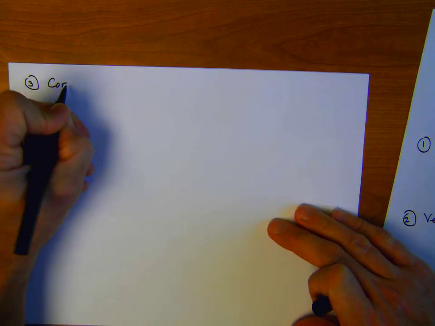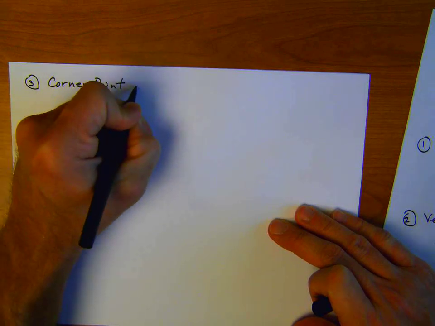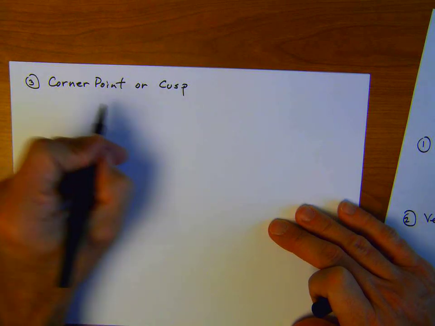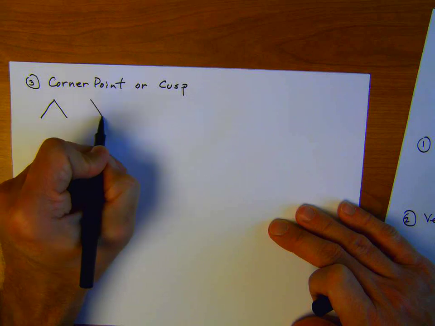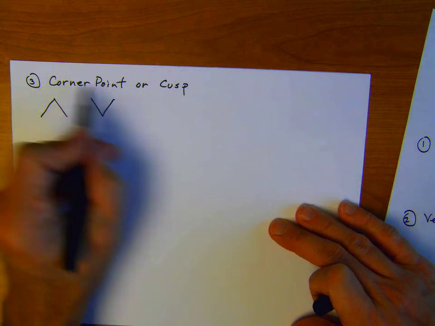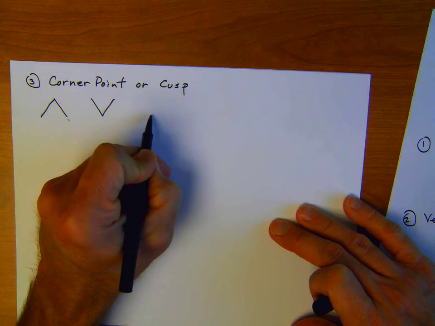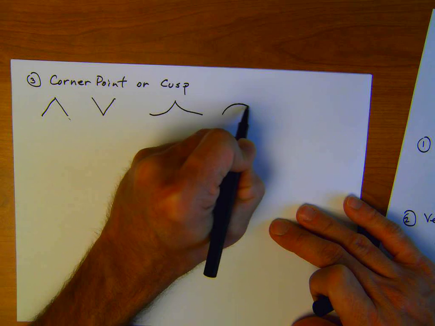Okay, one more case is called a corner point or a cusp. All right. So a corner point would look something like this or this. I mean, basically a corner point, you have basically linear functions, whereas a cusp, they might not be linear. It could be curved. So you could have something like this or something like this.